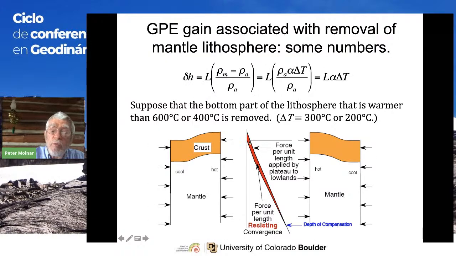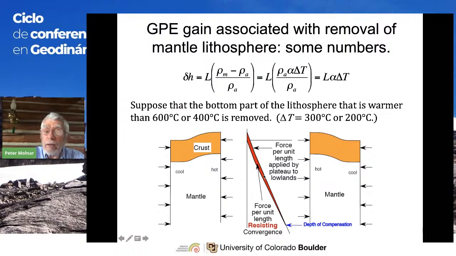So let's suppose we remove mantle lithosphere hotter than some amount. Let's suppose we remove the mantle lithosphere that's warmer than 600 degrees or 400 degrees, either case, from the bottom. At the bottom, the temperature is the same. So in a sense, we're taking away some material down in here that started off as being at some temperature, and we're replacing it with the temperature of the asthenosphere. Well, the average change in temperature is half of what we removed here, because we remove at that level, but there's no change in temperature at the bottom.